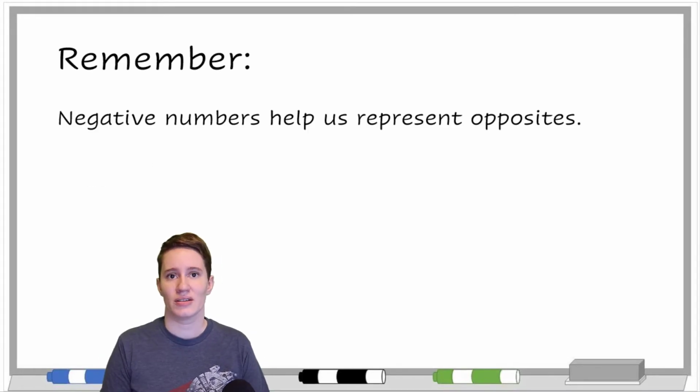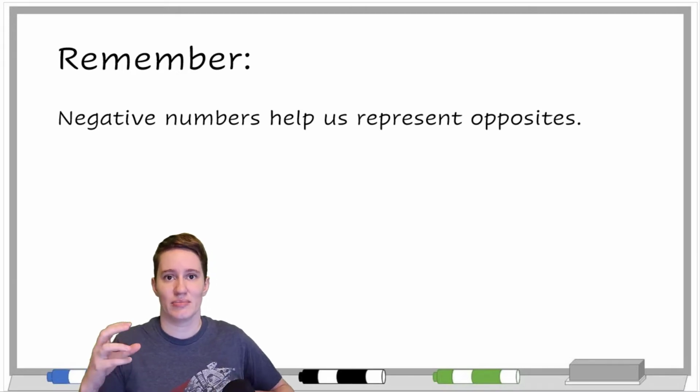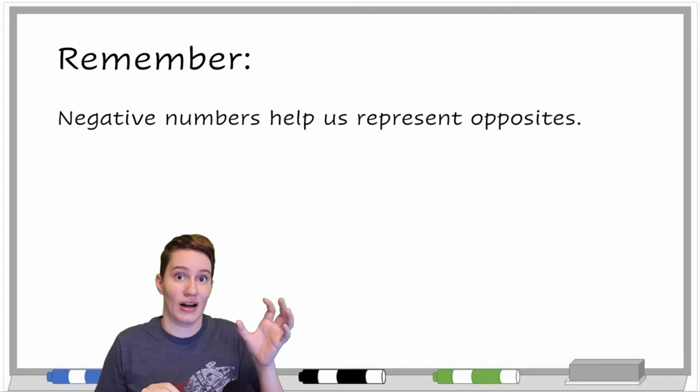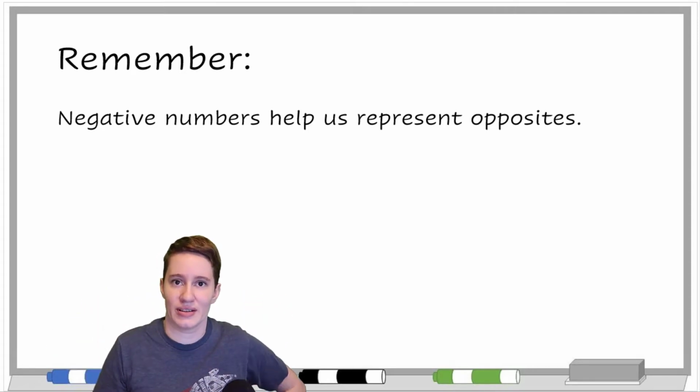So far this year we've been talking about negative numbers, and that has been something kind of new to us. We added them together in lesson one, we subtracted them in lesson two. Today we're going to talk about multiplying them, and we need to remember that negative numbers are just numbers that help us represent opposites, basically. They only need to be there so that we can make a difference between having something and not having something. They're opposites in that way.